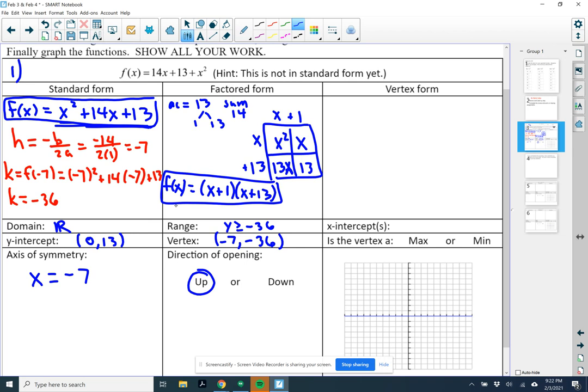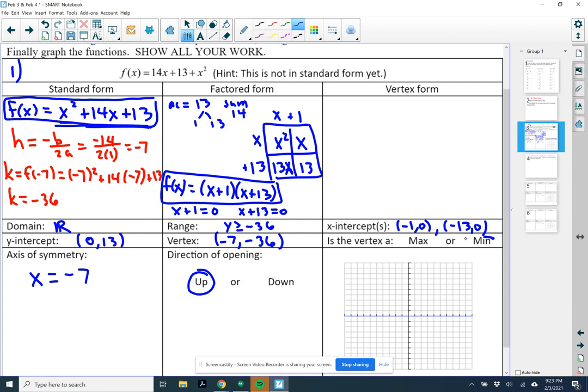X-intercepts. I can get those from the factored form. X-intercepts will happen when one of the two factors is equal to 0. First factor will equal 0 when x is negative 1, because x plus 1 is equal to 0 when x is negative 1. Just subtract 1 from both sides. You get negative 1 comma 0 for one of them. For the other one, you get negative 13 comma 0.